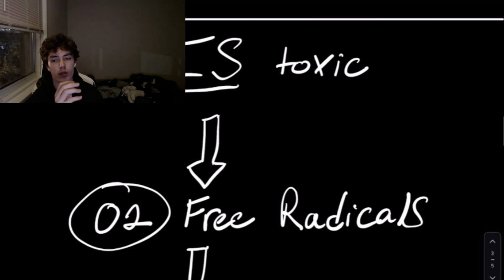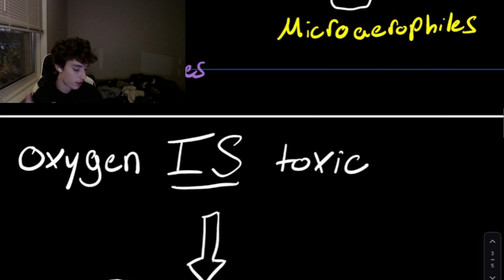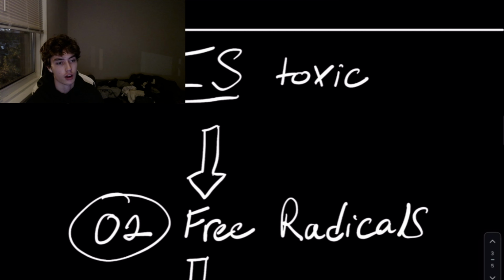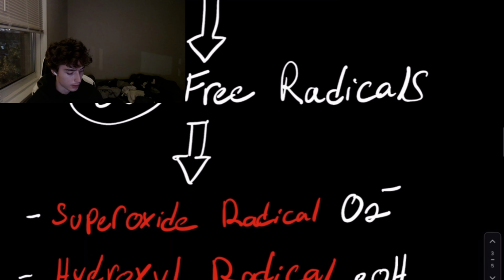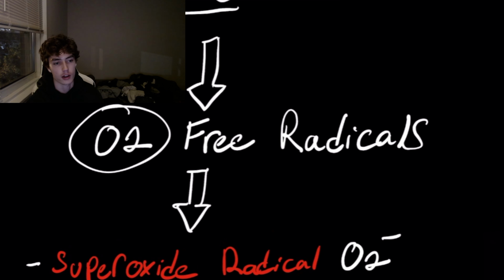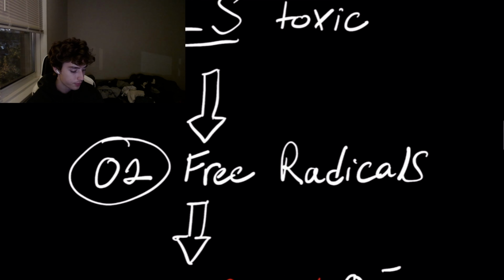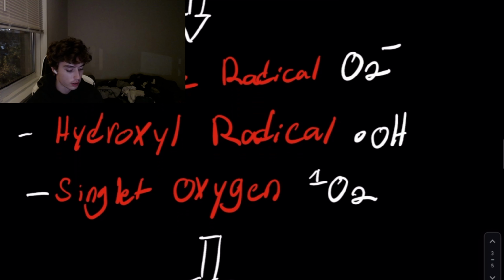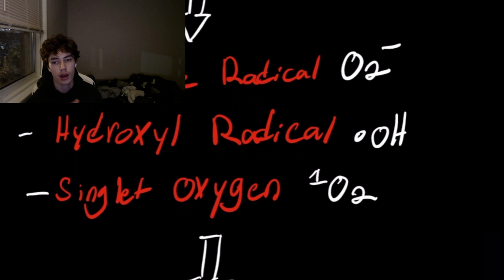Okay, the other thing that I'm going to talk about is how oxygen is actually toxic. Oxygen is naturally toxic to a lot of these bacteria, but they produce enzymes to detoxify the effects of oxygen. I've said that many times throughout this video, so I'll get into what that means. Oxygen produces what are called free radicals. That's actually what is toxic to these bacteria. The free radicals are superoxide radical, hydroxyl radical, and singlet oxygen.